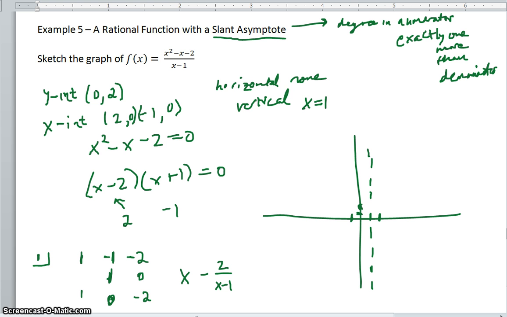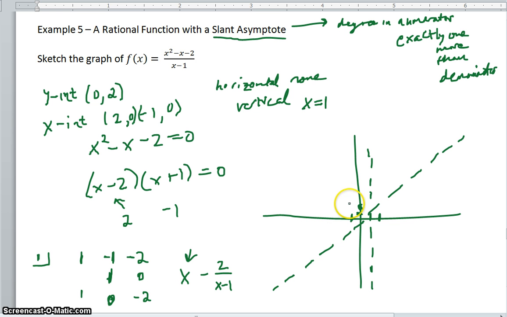Now you might say, well, how does that even help me with this problem? What is the point of doing that? Well, what this is telling me is that over the long run, since there isn't a horizontal asymptote, the graph tends to follow this what's called slant asymptote.